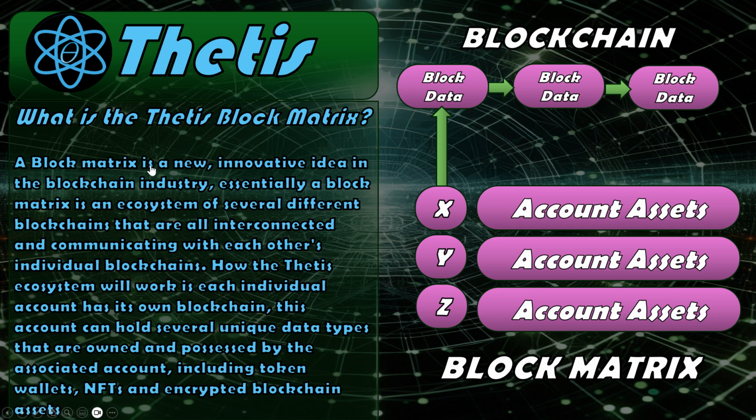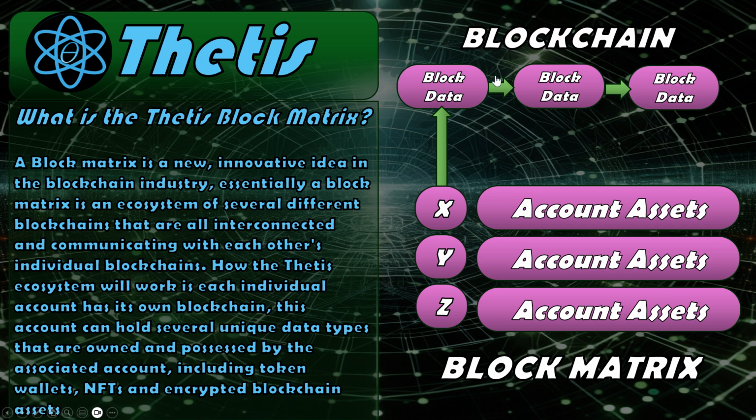A block matrix is a new, innovative idea in the blockchain industry. Essentially, a block matrix is an ecosystem of several different blockchains that are all interconnected and communicating with each other's individual blockchains. How the Thetis ecosystem will work is each individual account has its own blockchain. This account can hold several unique data types that are owned and possessed by the associated account, including token wallets, NFTs, and encrypted blockchain assets. And we'll get into encrypted blockchain assets in a bit here.